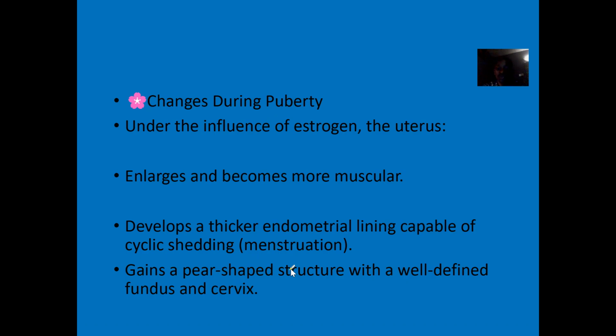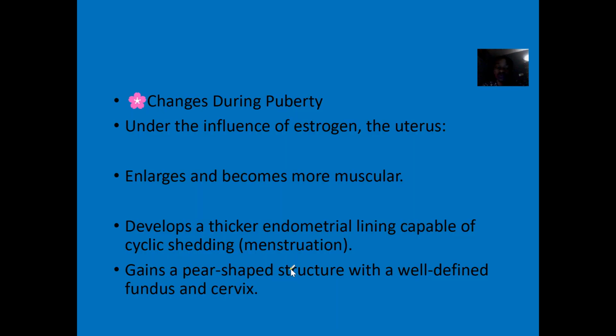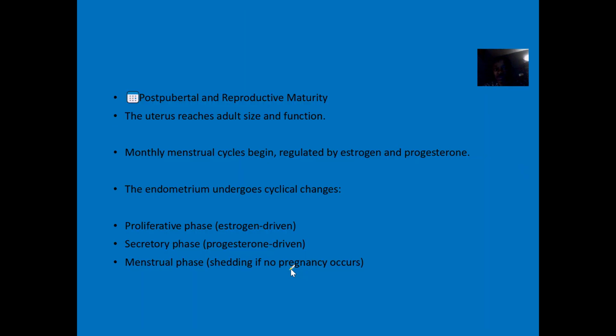So changes during puberty are usually under the influence of a hormone known as estrogen. So it becomes enlarged, more muscles come up, it develops a thicker endometrial lining, and gains a pear-shaped structure. That will now say, the uterus is like this. So that's the whole story about that.